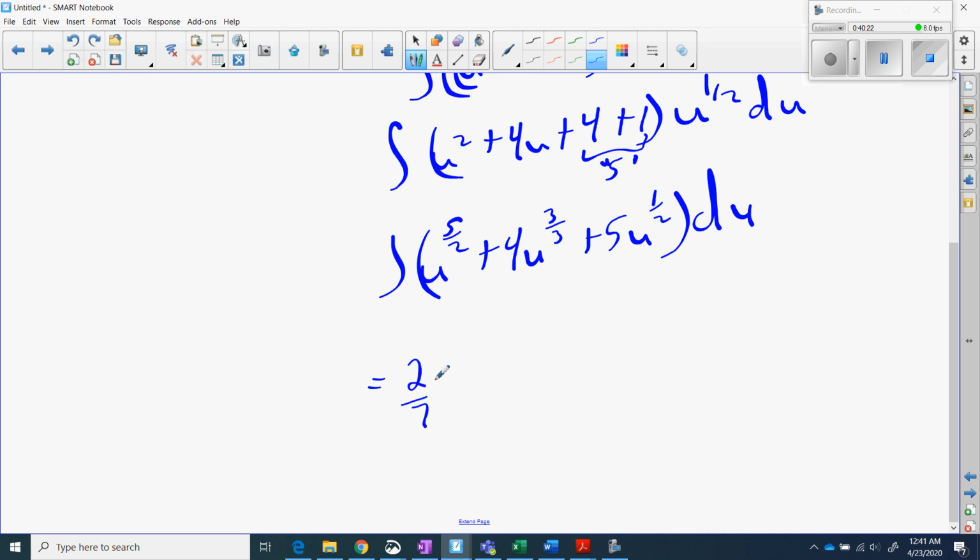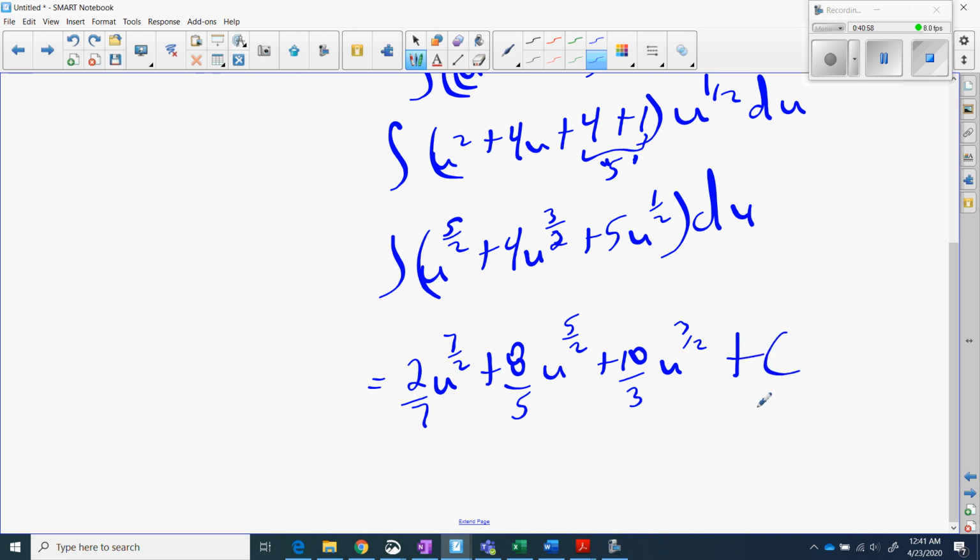So it's going to be 2 sevenths u to the 7 halves plus, what have I done wrong? This should be 3 halves, not 3 over 2. So this is going to become 5 halves. So I'm going to multiply by 2 fifths. That'll give me 8 fifths u to the 5 halves. Add 1 to this exponent, I'm going to get 3 halves. So I'm going to multiply by 2 thirds. I'll make this 10 thirds u to the 3 halves. This one was indefinite, had no bounds on it, so it will be a plus c.